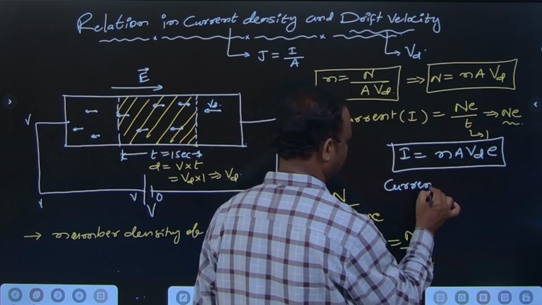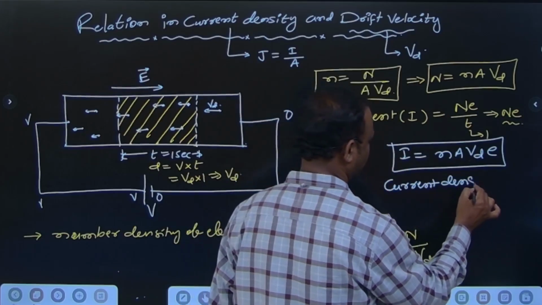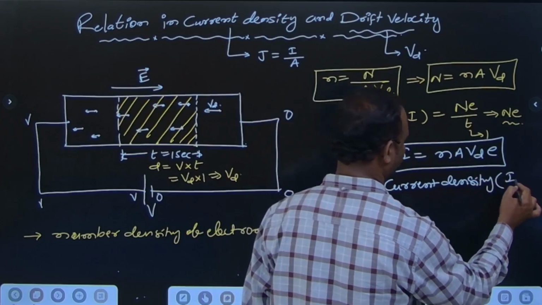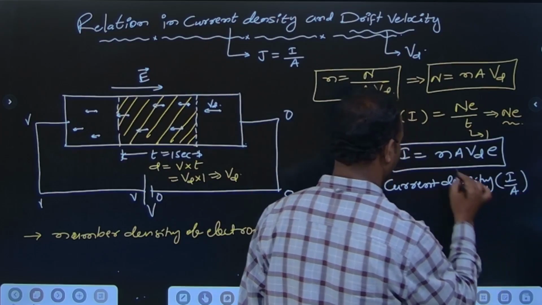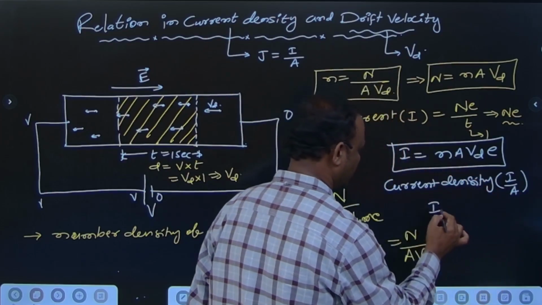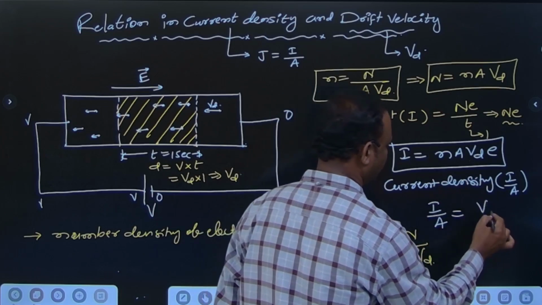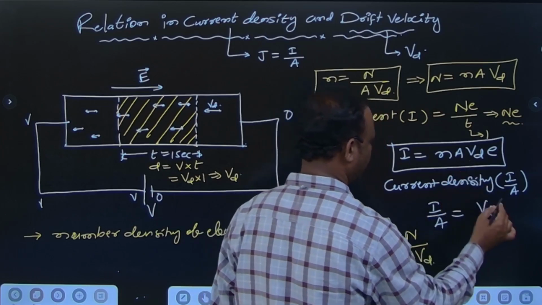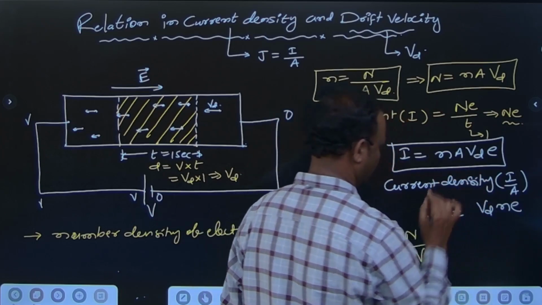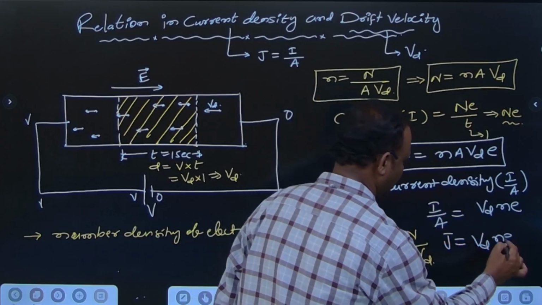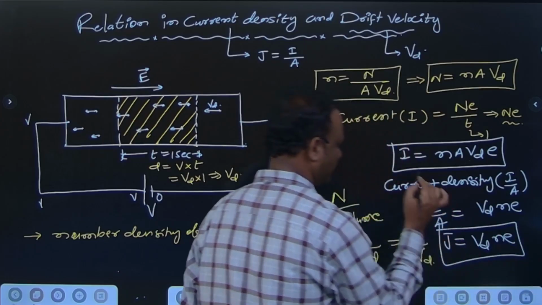Now I want to know the current density. Current density is I by A, so the A comes down. I by A is equal to n Vd e. So this J is equal to n Vd e, which is the current density.